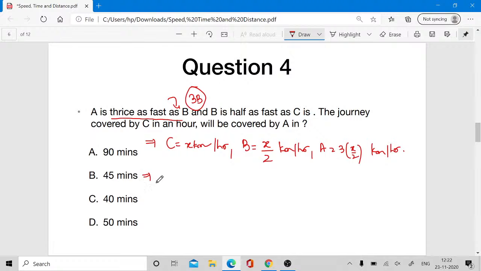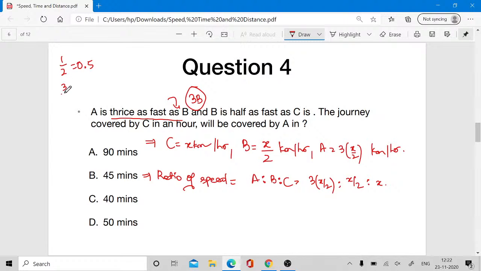Now let us find out the ratio of speed. Can someone tell me the ratio of speed? So this is A is to B is to C. So this will be 3 into x by 2 is to x by 2 is to x. What is 1 by 2? 1 by 2 is actually 0.5, right? What is 3 by 2? 3 by 2 is actually 1.5, right?